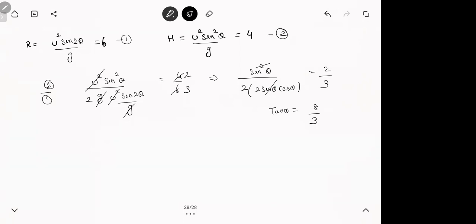Now, if you got tan theta and someone asks you sine or cos, this is what you do. This is theta. Tan theta is 8, opposite side, adjacent side. This is root 73. So you can find sine theta from here, 8 by root 73. Put this in equation 2. So equation 2 will become U square sine square theta.